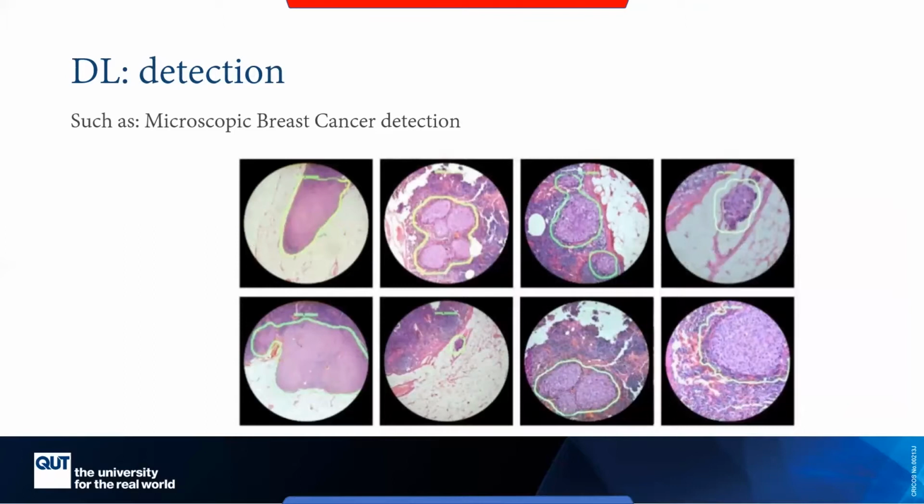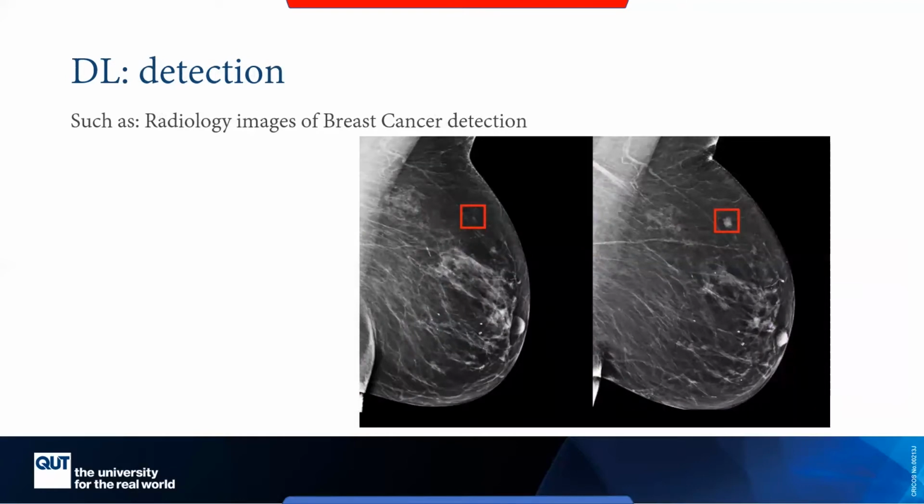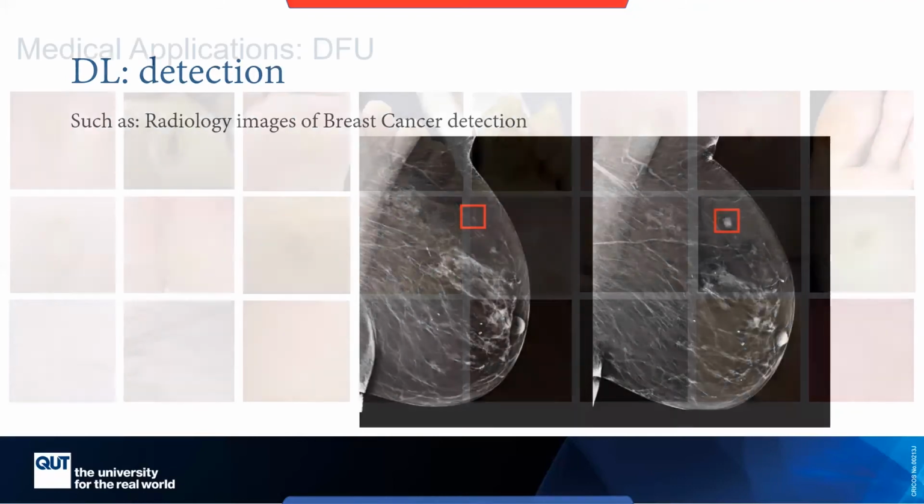Another example is microscopic breast cancer detection. Deep learning is showing great performance on those applications. Breast cancer detection as well at a very early stage. Deep learning showed huge performance on that, detecting breast cancer from a very early stage based on radiology images.